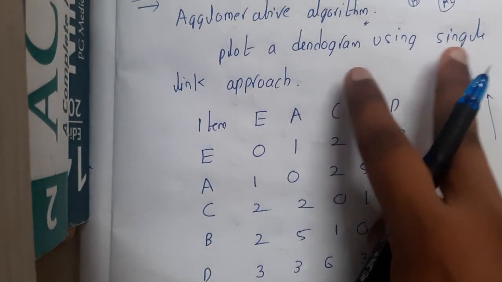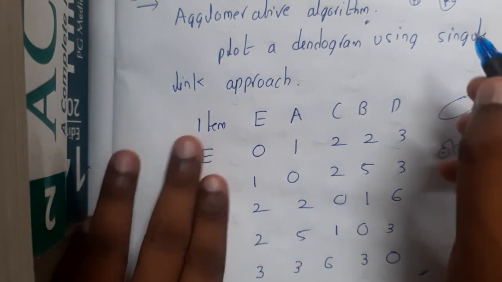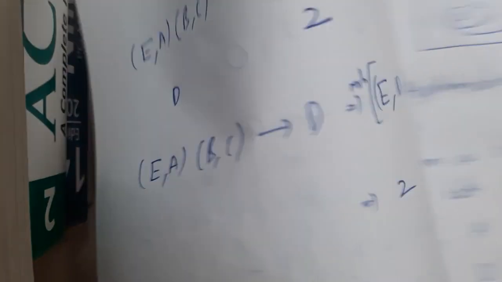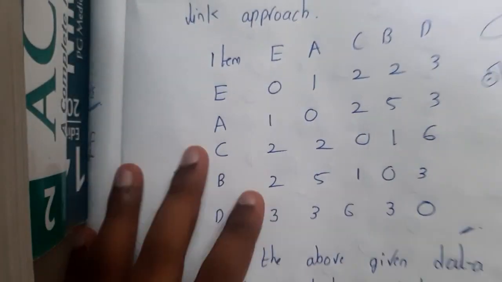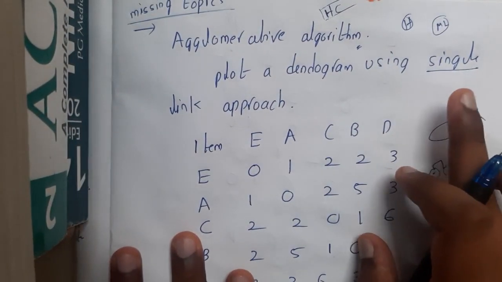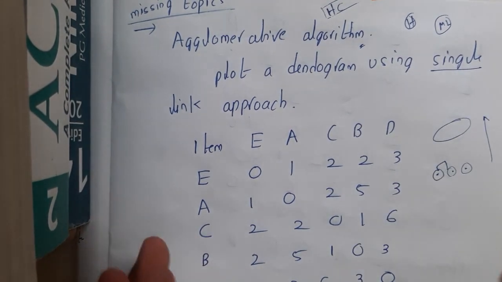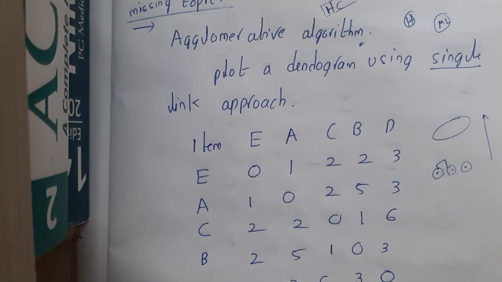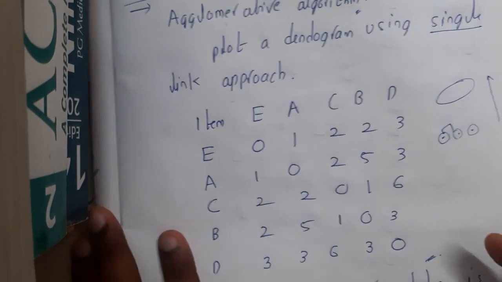In this we have two approaches, guys. The first one is the single link approach and the second one is the complete link approach. In this lecture we'll be discussing the single link approach. This is really easy, it will take just 2 to 3 minutes at max, because once you understand the logic, it will be a piece of cake for you to solve it. So let us start.